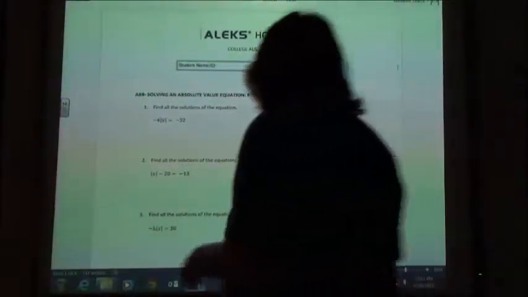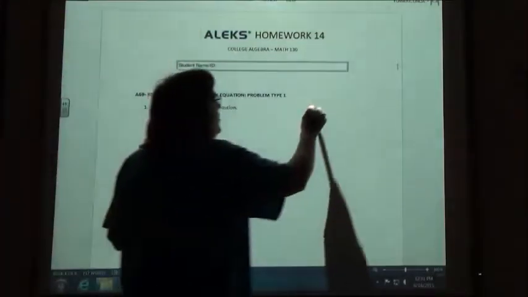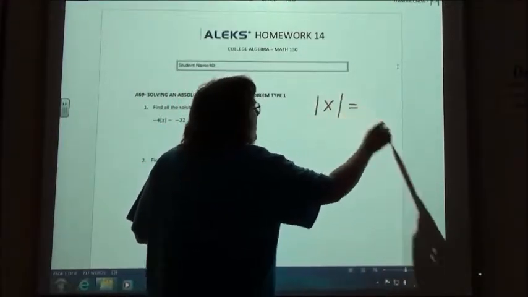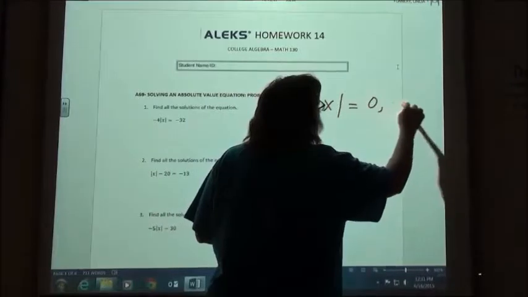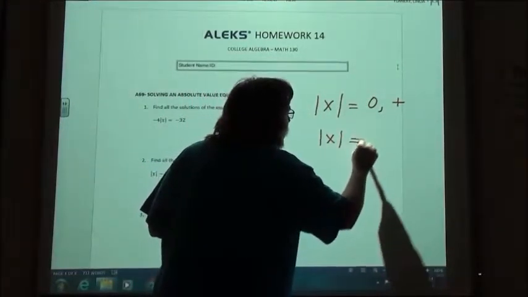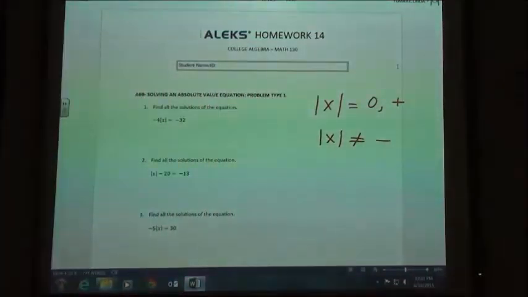So these ones are on solving absolute value equations. Just to remind you that we talked about absolute value before, but when you do the absolute value of a number, it's either going to equal 0 or a positive number. But if you try to take the absolute value of a number, you're never going to get a negative answer. So just to remind you of that.